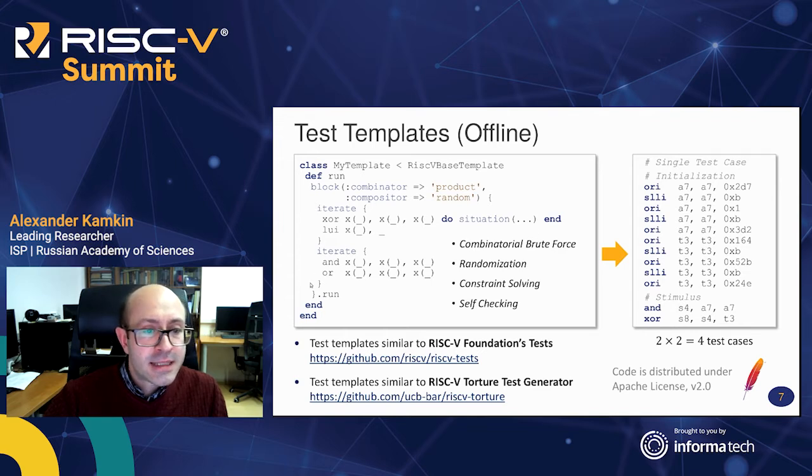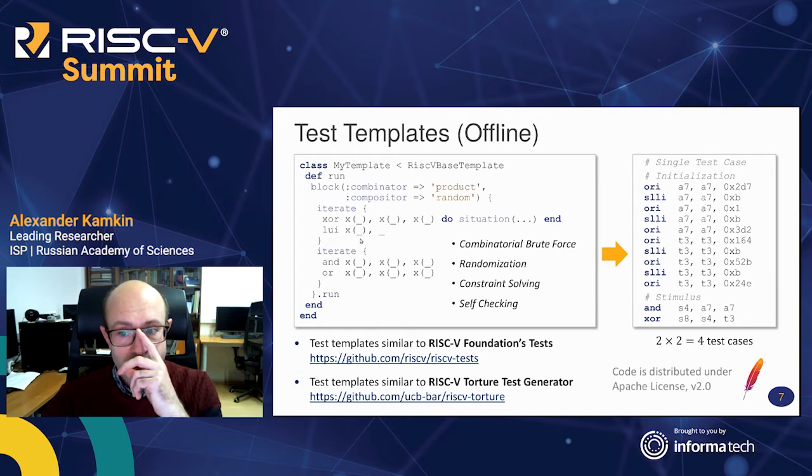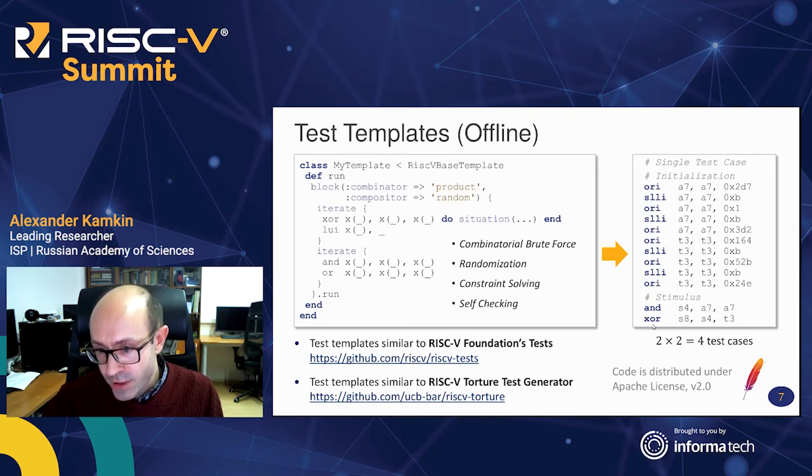This particular test template describes the Cartesian product of two sets, each consisting of two instructions. So there are 4 test cases, and one of them is shown on the right. So you can see a stimulus consisting of AND and exclusive OR instructions, and initialization code that puts generated test data into the registers.